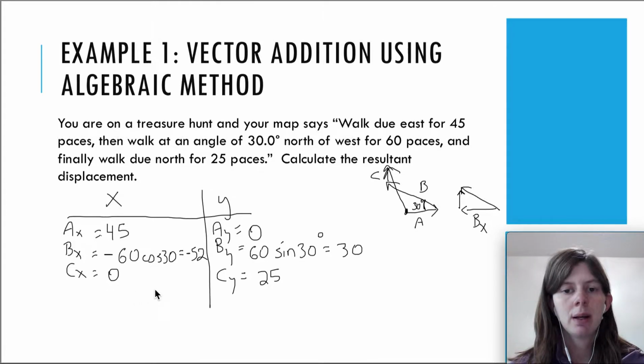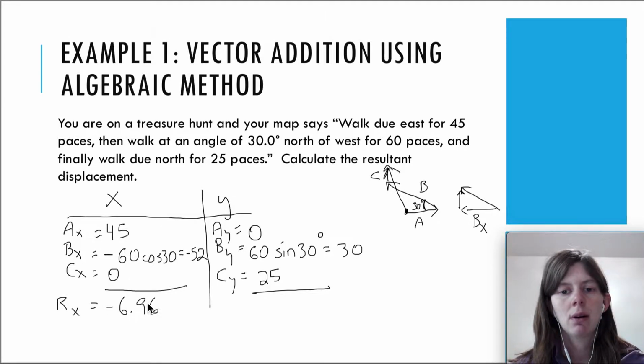The next thing we have to do is add all of these components. When we add ax, bx, and cx, we get rx. I think this is actually steps 2 and 3 in my previous slide. When we add all of these, we get negative 6.96 in the x direction. When we add 30 and 25, we get a y component of 55.